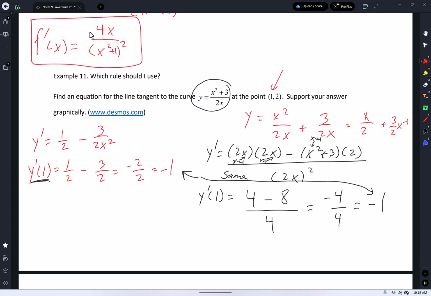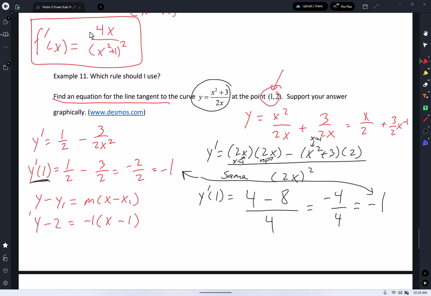Oh, don't go to the next page yet, guys. We haven't found the tangent line. It literally says find the equation of the tangent line. We just found the slope of the tangent line. Point slope form. In case you don't know point slope form, y minus y1 equals slope times x minus x1. So here we go, guys. There's my point. y minus 2 equals slope, negative 1, parenthesis, x minus 1.